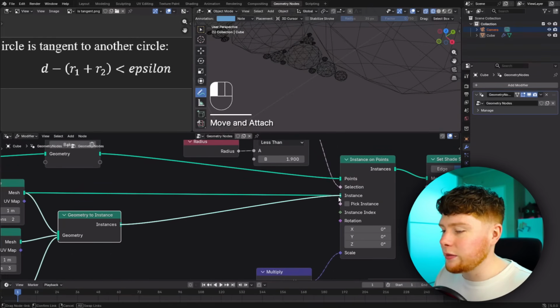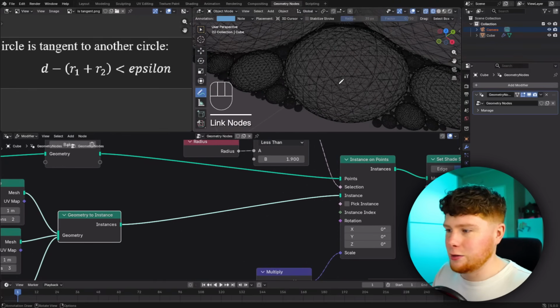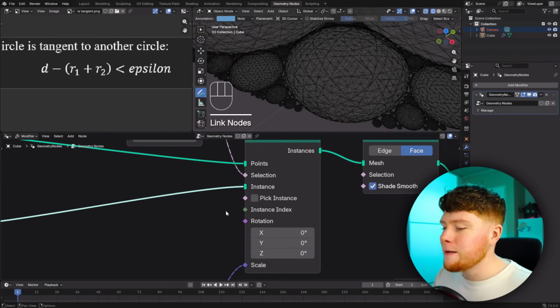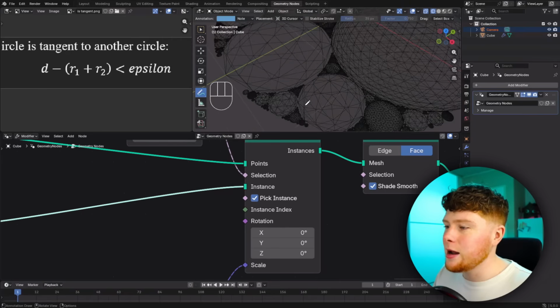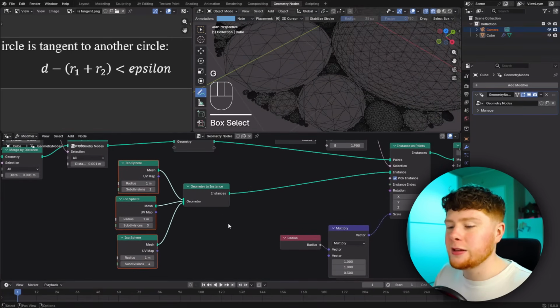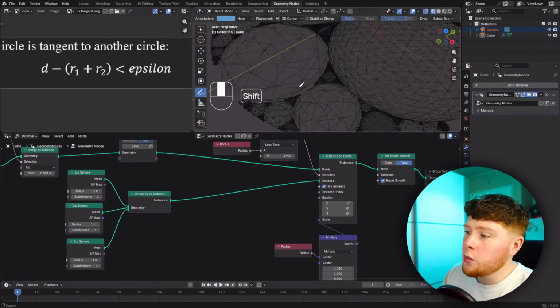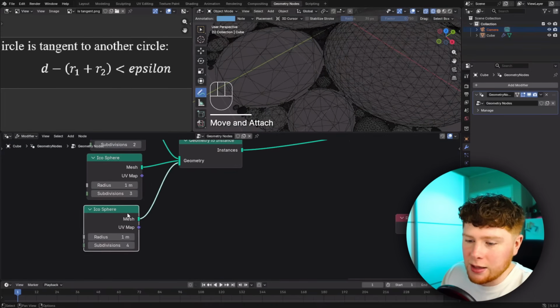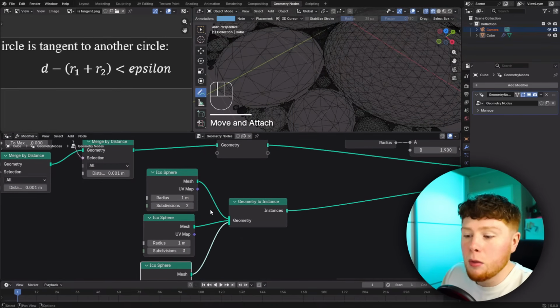And then if you connect this with the instances, now all of the icospheres are stacked on top of each other. But let's do pick instance. And now what it's doing is, for each point, it's randomly picking one of these icospheres. But we don't want that. We want the bigger points to get this one, and the smaller it gets, the more it should aim for this icosphere.